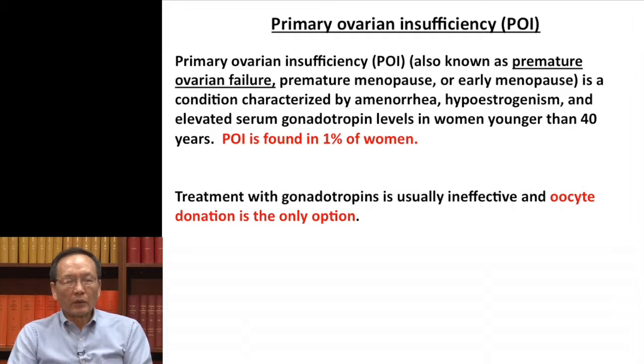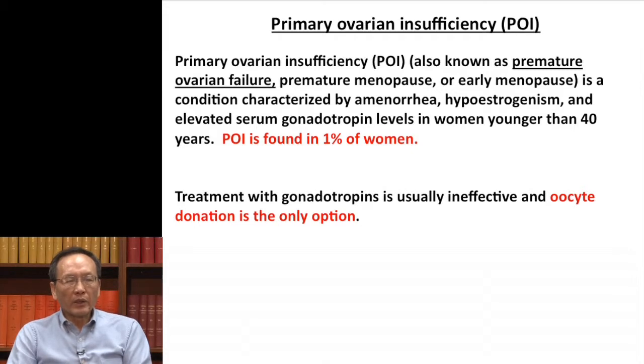As you can see in this slide, primary ovarian insufficiency, also known as premature ovarian failure, is a condition characterized by amenorrhea in patients less than 40 years of age. This disease condition only affects 1% of women, but this is an extreme condition. That is, in these patients gonadotropin treatment is usually not effective, and then they cannot have their own children. So the only way is to have oocyte donation from somebody else.